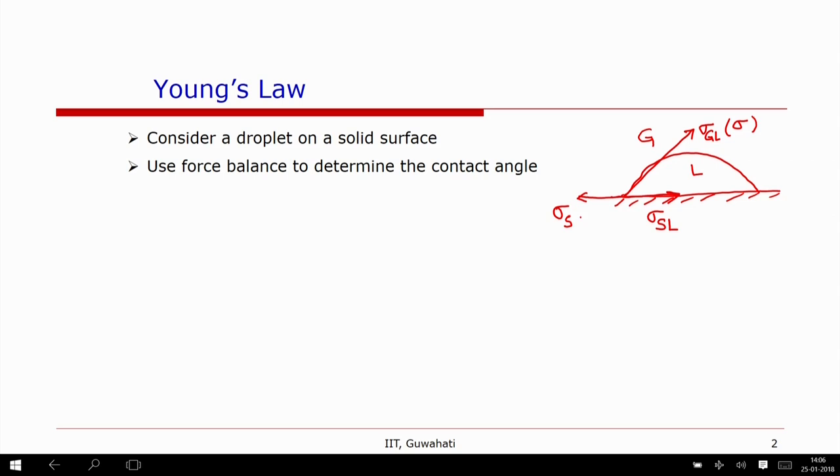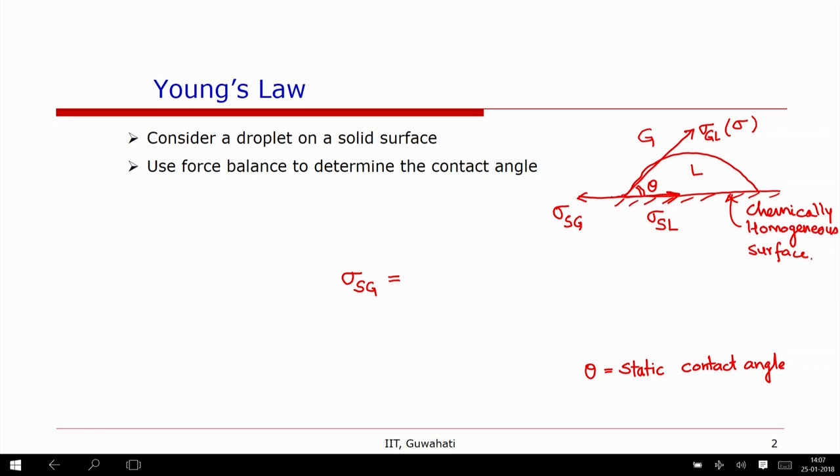So by using a force balance, we can simply write that sigma SG is equal to, if this angle is theta, where theta is called the static contact angle. In this case, the solid surface is assumed to be homogeneous, or let us say a chemically homogeneous surface. This surface is also smooth, so theta is the contact angle.